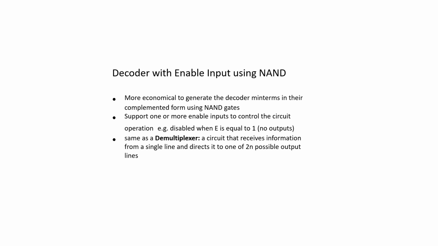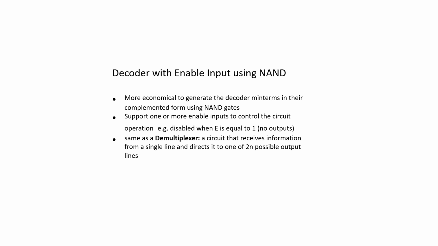What we are going to describe in the next slide is the decoder with something called enable input with NAND. Enable means that it gives you the permission to have the output at a certain time, or does not give you permission. This is what is meant by enable.